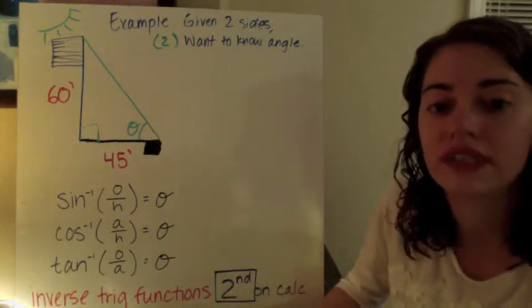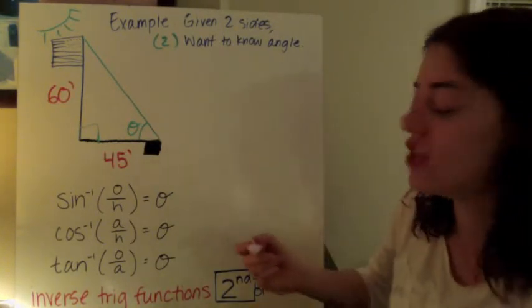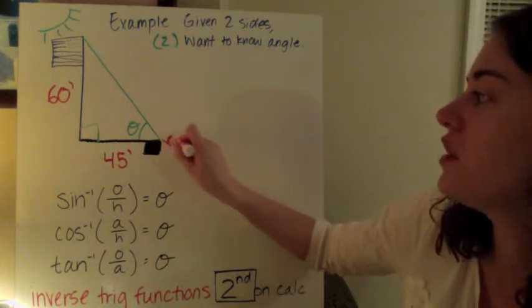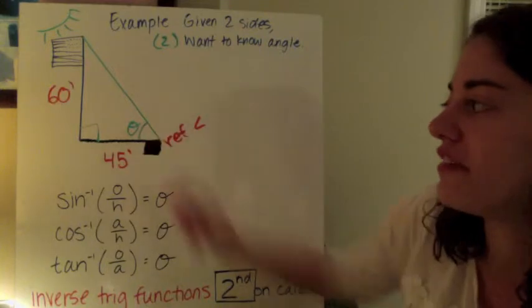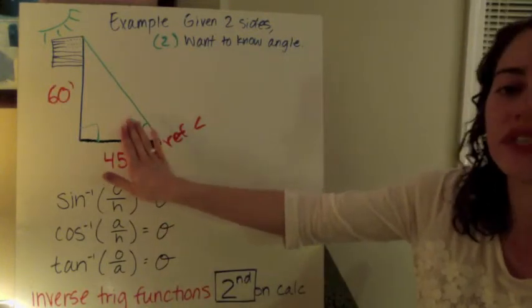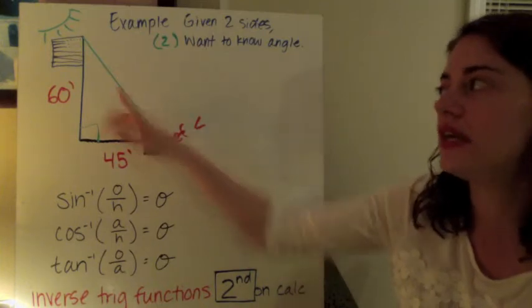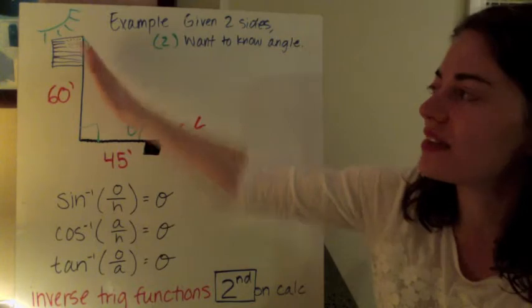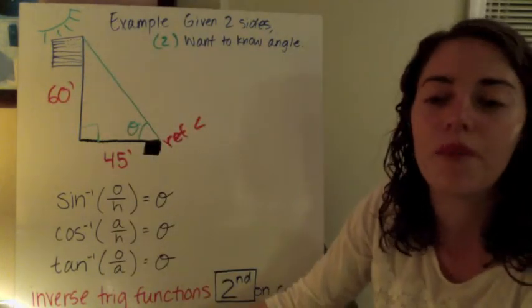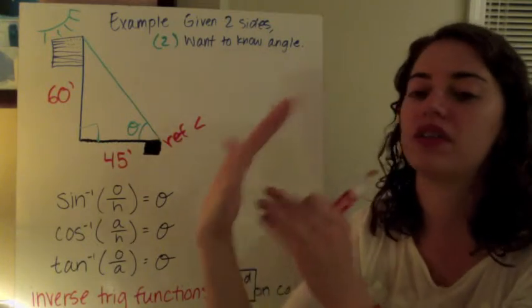Again, always label what is your reference angle, which is your opposite side, your adjacent side, and your hypotenuse. So this is our reference angle. This is the angle we're trying to find. Even if this weren't labeled here, I could still find that as my reference angle because that's the angle of the sun. The angle of the sun is where the sun rays hit the ground.